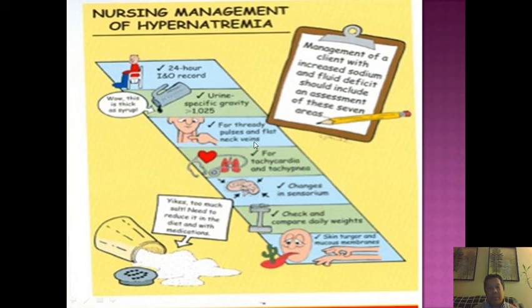Watch out for tardy pulses, flat neck veins, that could all indicate dehydration. Changes in sensorium, the patient may appear a little confused, lethargic maybe, and of course, because of dehydration, there will be a fast heart rate and an increase in respiratory rate. You have tachycardia and tachypnea.